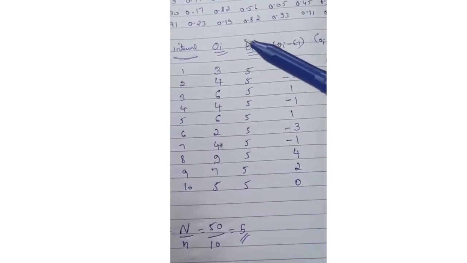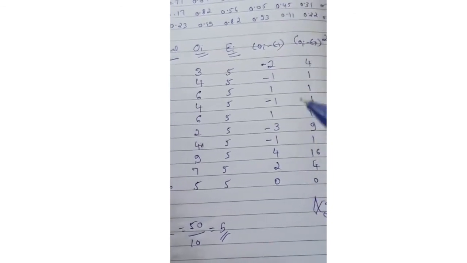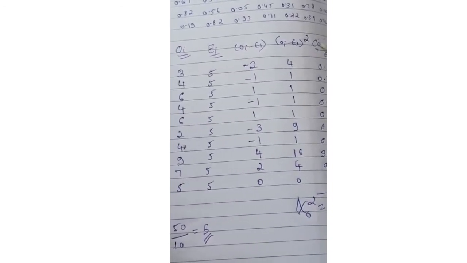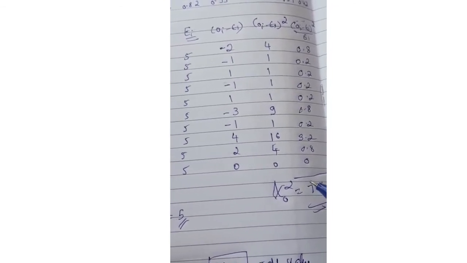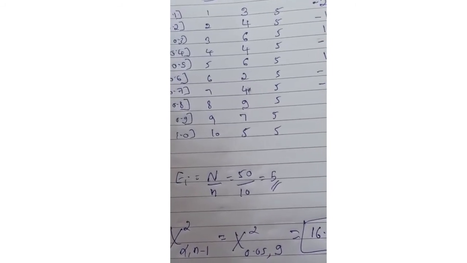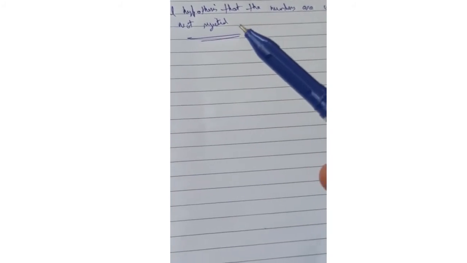So OI minus EI, subtract OI and EI, so 3 minus 5 is minus 2, 4 minus 5 is minus 1, and it goes on. Then OI minus EI whole square, this value has to be squared. Then your chi naught square is nothing but OI minus EI whole square divided by EI, this column divided by this column. What answer you get at the last, that is your answer, 7.6. Now that has to be checked against the table value. They have given level of significance 0.05 and here it is small n minus 1. So 10 minus 1 is 9, that is 16.9. So obviously your value is less than the table value. So the null hypothesis that the numbers are uniformly distributed is not rejected.